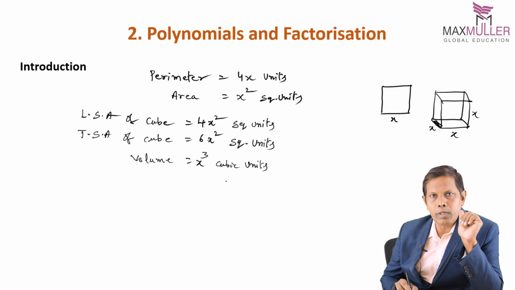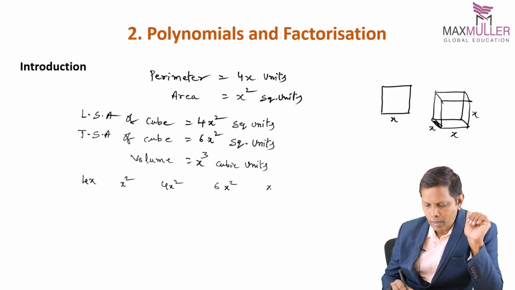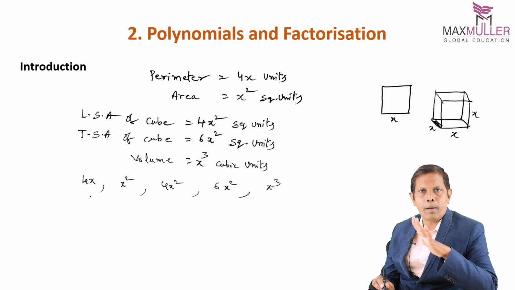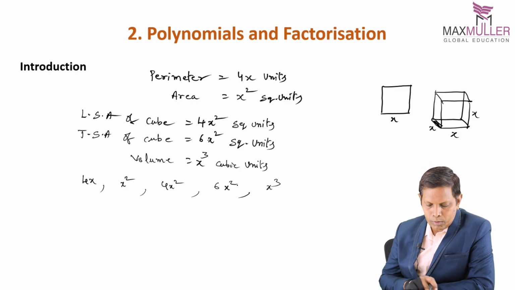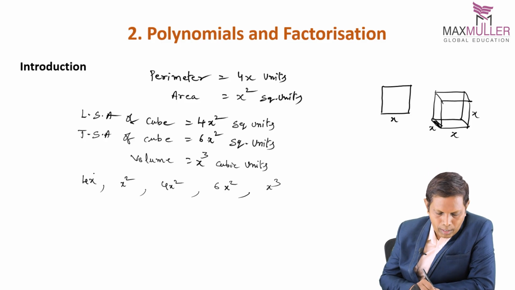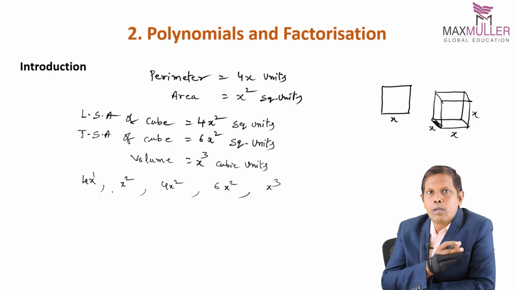After that, observe these values: 4x, x square, 4x square, 6x square, x cube. Observe whether variables are there or not. Here we have variables. I am taking the side as x, but you can take it as A or L or S, whatever it is. Here you can observe the powers of the variables. So here you have to know about power, index and coefficient.